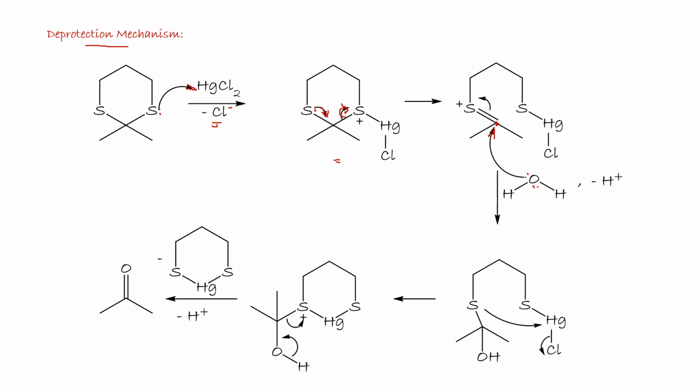Okay, forming this species. Once again, a sulfur lone pair will attack on the mercury, getting Cl minus out, forming this species. Now these two electrons will move in the carbon-oxygen bond and kick this out. So we kick this species out as well as H plus to furnish the carbonyl compound back.